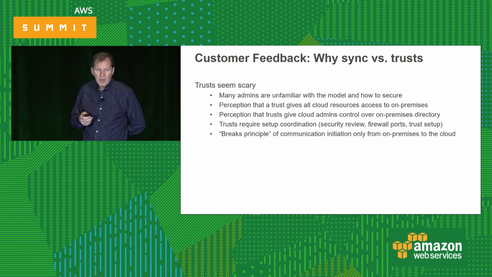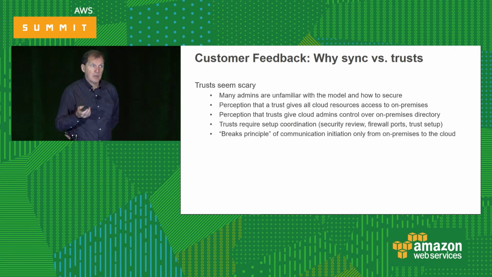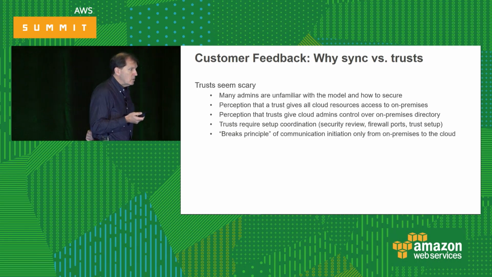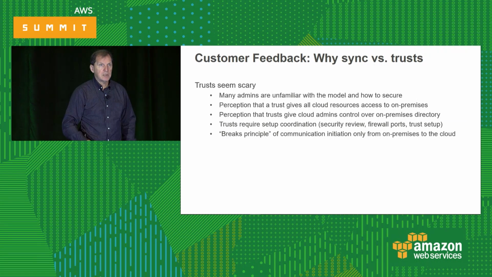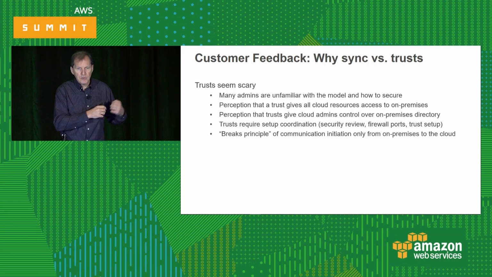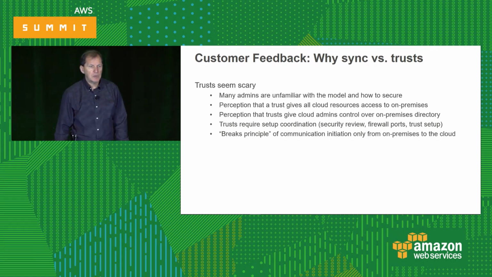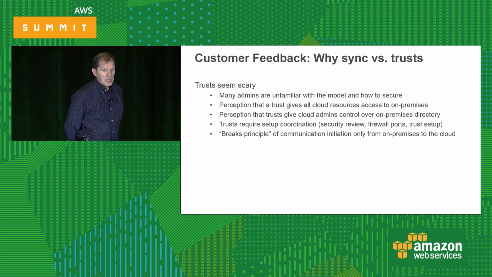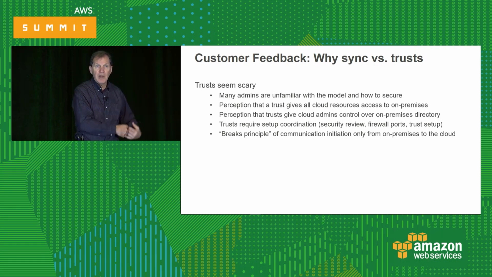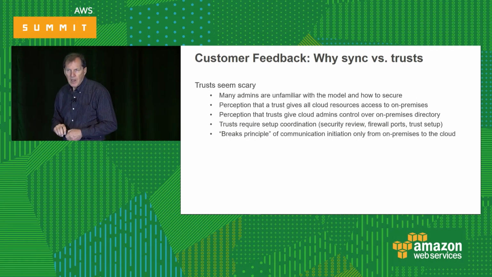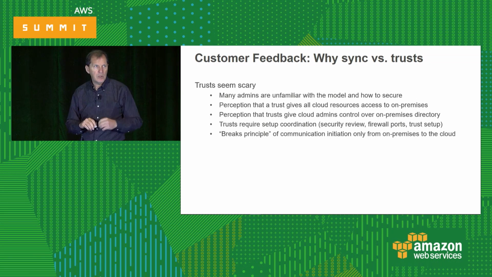Perception that trust gives all cloud resources access to on-premises domains. I've talked to a number of AD administrators who thought that if I just open up this trust, then suddenly Amazon has this domain admin privilege in the cloud. It has full access over my directory in the on-premises network, which is not true, but that's a perception that many people have had. Another perception is that Amazon would have access to your resources and have access to your directory and control it, but that just isn't the case. And we'll talk a bit more about what you do get and don't get and how to secure trust in a few minutes.